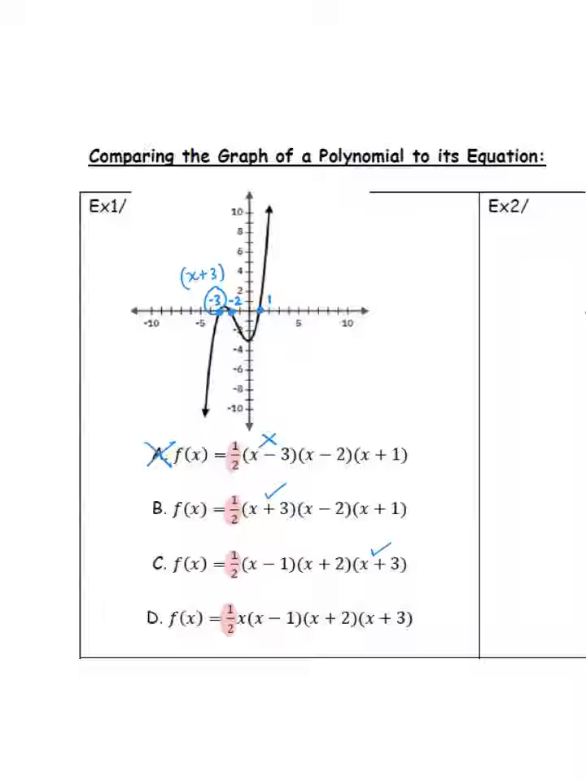This one has an x plus 3. Okay, so let's look at the next factor. The next 0 is -2. And if the 0 is -2, that means the factor should be x plus 2.